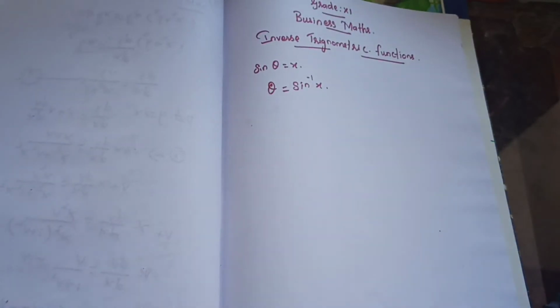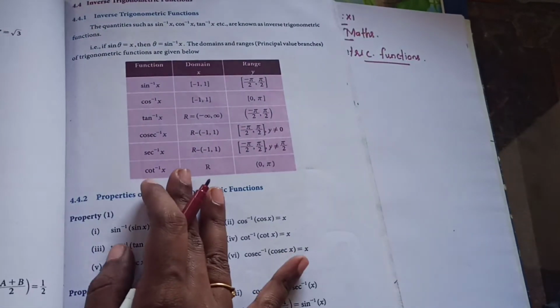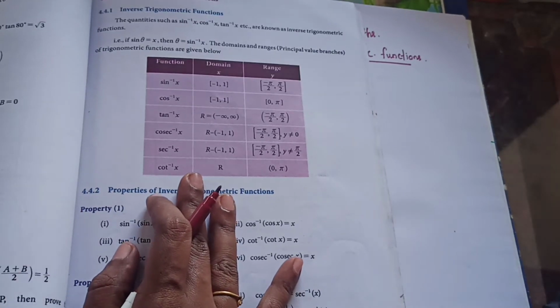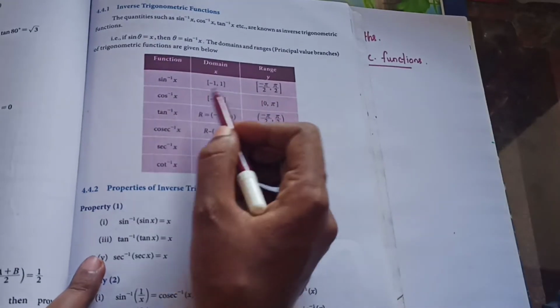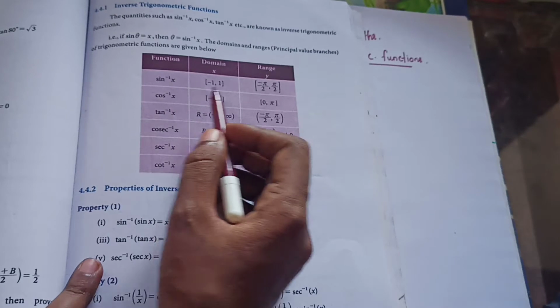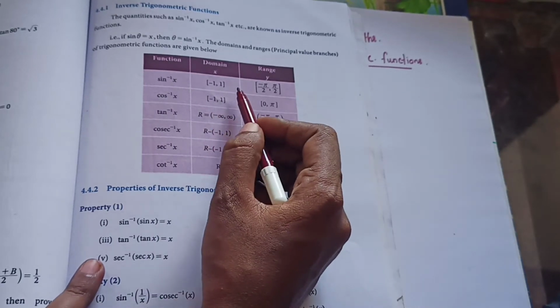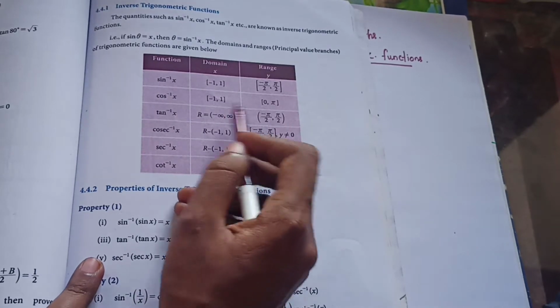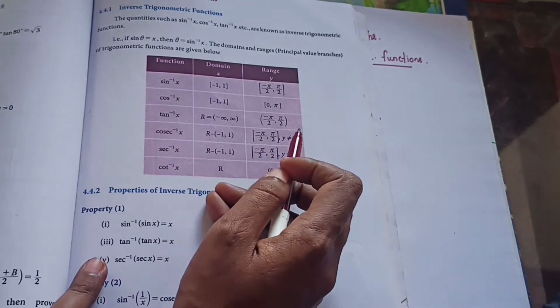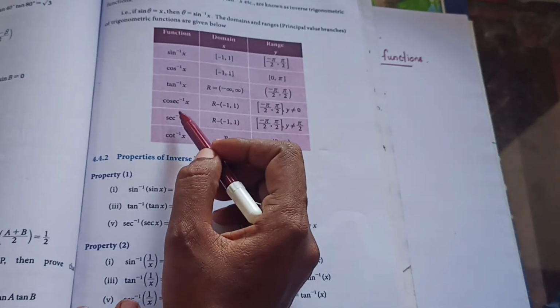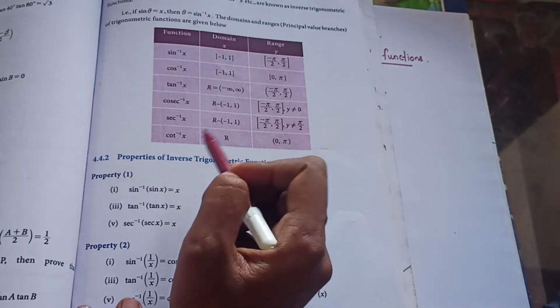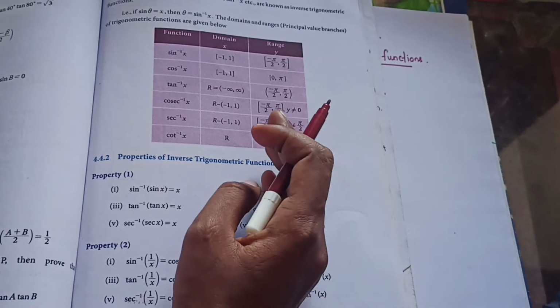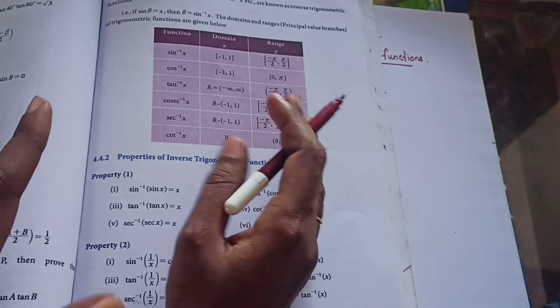Take your book and find the inverse trigonometric functions. There one tabular column is given. Just go through this. Sin inverse of x means the domain is minus 1 comma 1, closed interval. What about the range? Cos inverse of x, what about the domain and range? Tan inverse of x, what about the domain and range? Cosecant inverse x, secant inverse x, cot inverse x. You just learn it. Sometimes for one verse they may ask this.